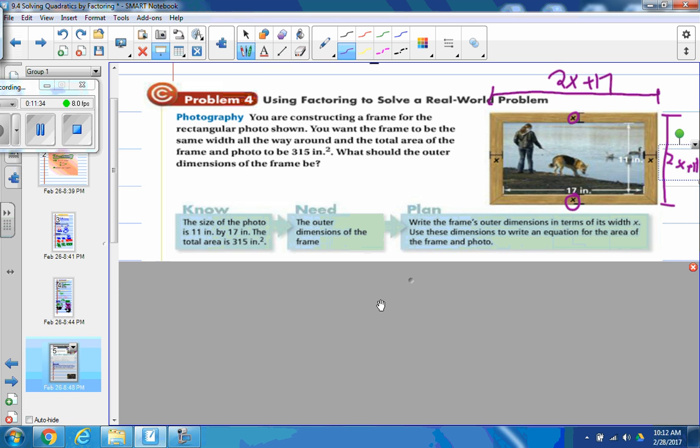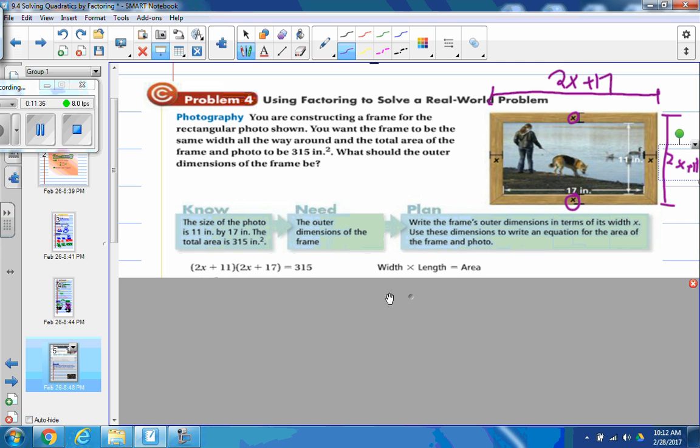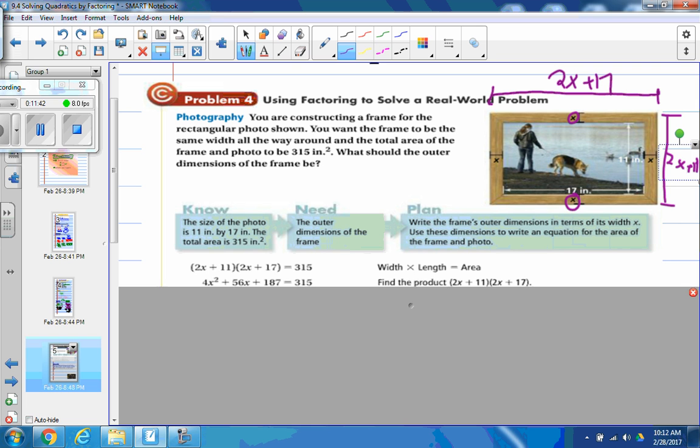Those have to multiply to equal 315. So we set that up like this. 2x plus 11 times 2x plus 17 equals 315. Now we're going to have to do a couple pieces of work with this because we don't have 0 on the right side. And we can't just subtract it because that wouldn't make a quadratic. So we're going to FOIL this out.